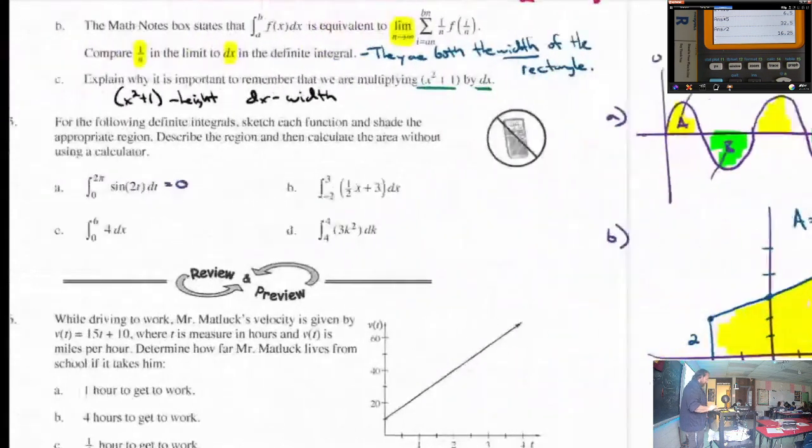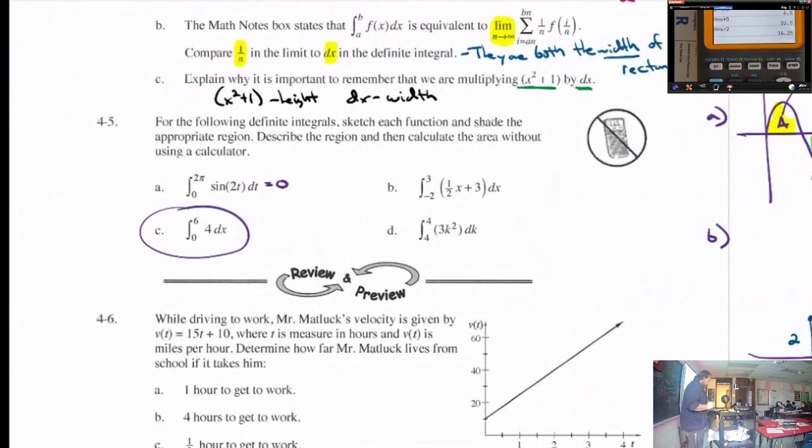Question C is another fun one. The area under the curve from 0 to 6 of 4. Is there any guesses right now without drawing it? 24. Well, you're on fire. 24. Exactly correct. Oh, it's okay. We can draw. This is an easy one to draw a quick picture of. It's just going to be a rectangle. The width of that rectangle is 6, and the height is 4.